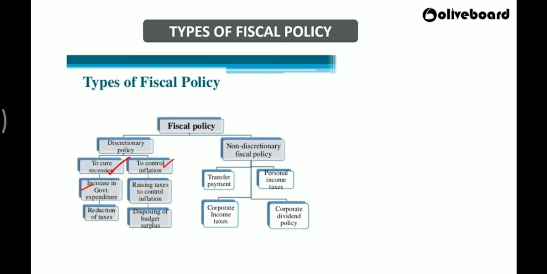So what happens there? A boom will start there. From recession, it will slowly recover. Another thing they can do is reduction of taxes. Why? What is the reason for reduction of taxes?